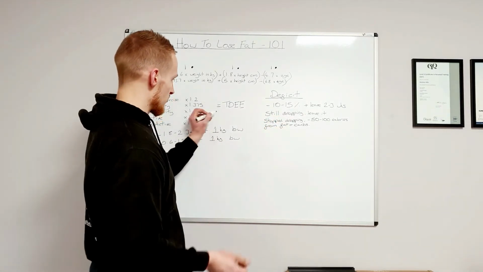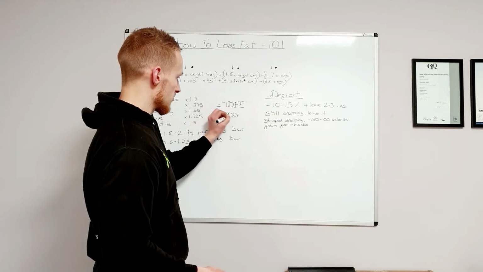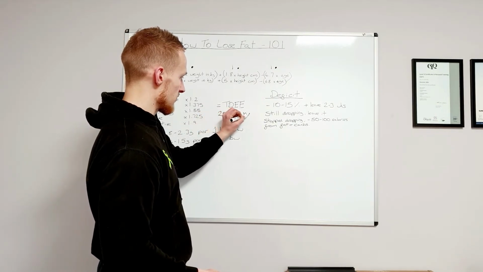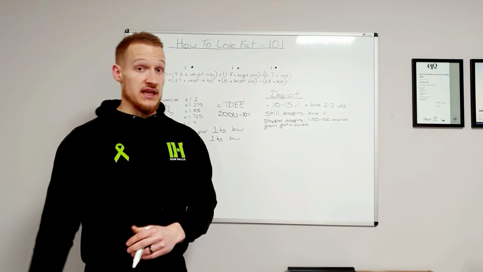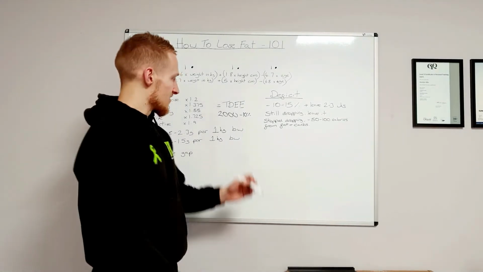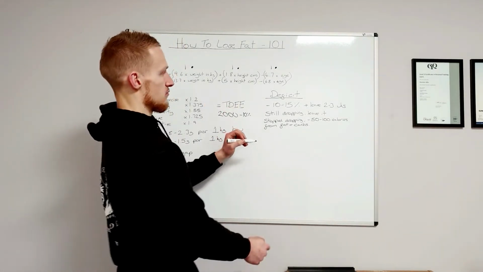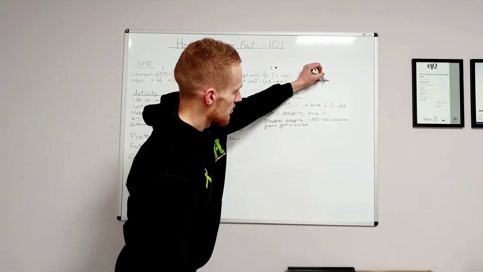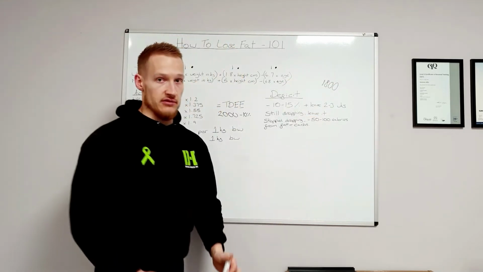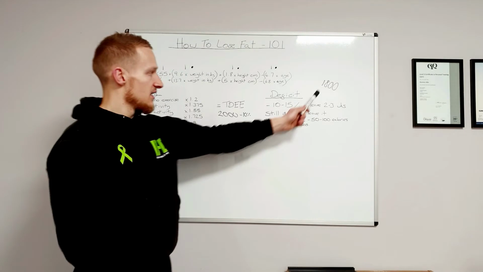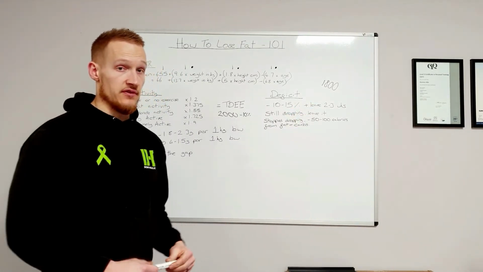So if that was obviously 2,000, minus, we're going to say 10%, okay? So we're going to take away 200 calories, okay? So that leaves us with 1,800 calories, okay? So that leaves us with 1,800 calories to play with after we've got our deficit.